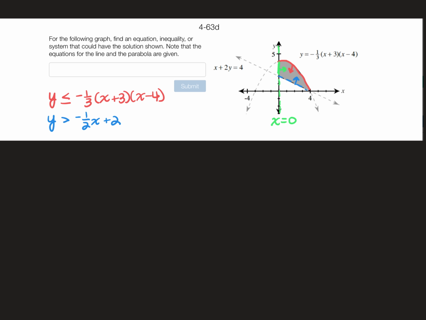But I want everything to the right of that. So I need to write that as x is greater than or equal to 0. I have to include that third inequality there. So those three inequalities combined represent the solution that you're seeing to the right on that graph.